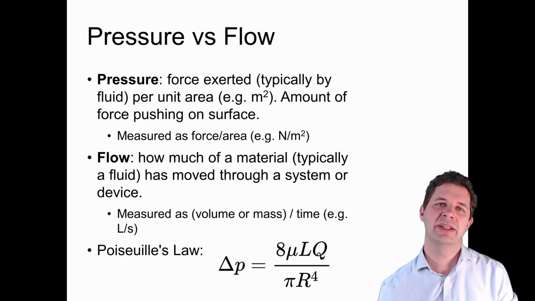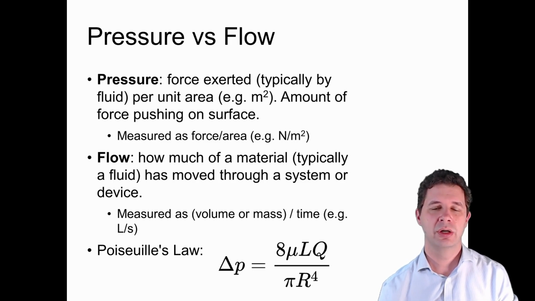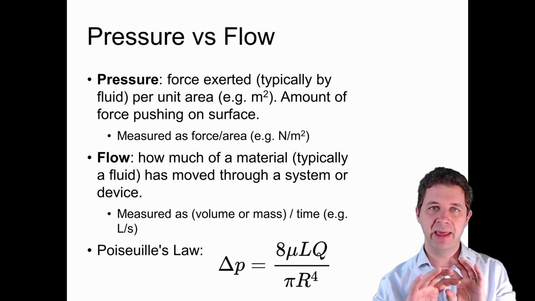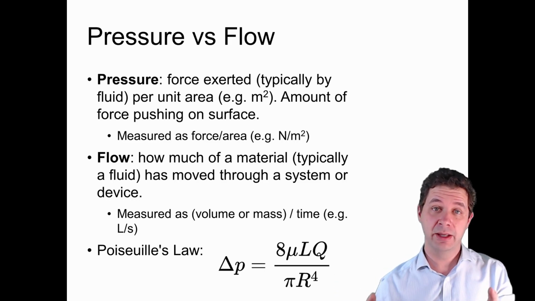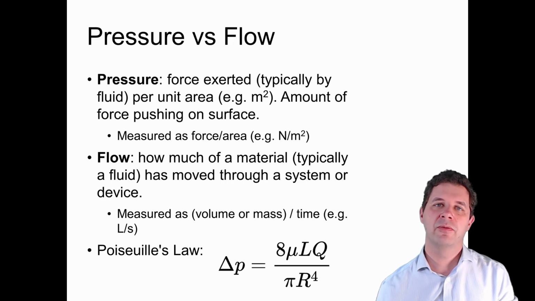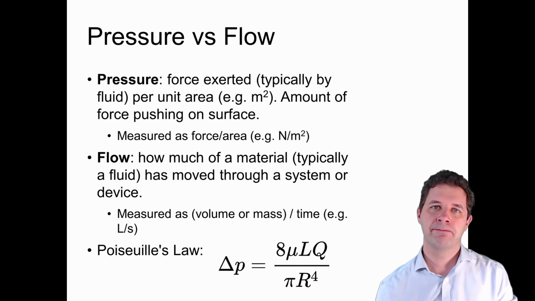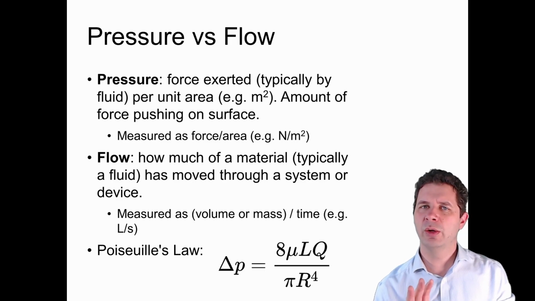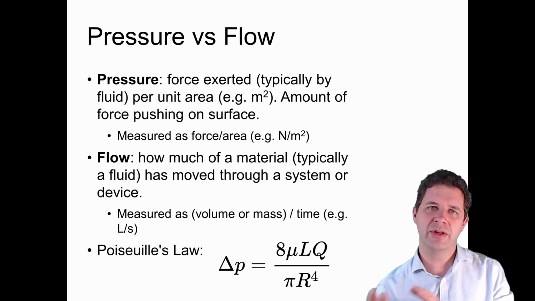Now we've looked at pressure previously, and now we're looking at flow. And it's helpful to think about the relationship between these two. Remember, pressure is a force per unit area that is exerted by that force over a particular unit area. And we can measure that, for example, using our SI unit as newtons per square meter, force per unit area. Now we're looking at flow, and we're looking at how much of a fluid, typically a fluid, but it could be a solid, has moved through a system in a given amount of time. And so we're looking at a volume or mass over time.